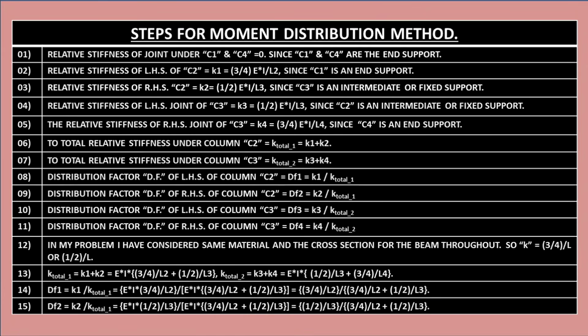dF1 ultimately is 3/4 by L2 divided by 3/4 by L2 plus half by L3. Similarly for dF2, it is half by L3 divided by 3/4 L2 plus half L3.